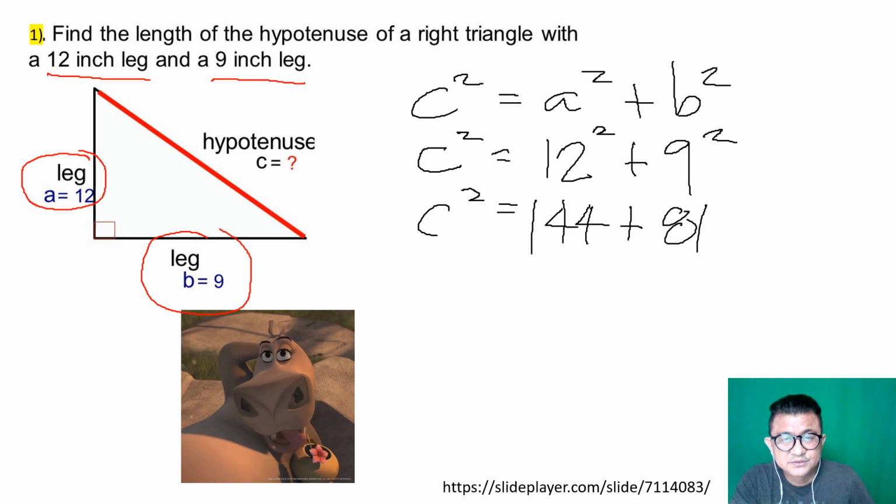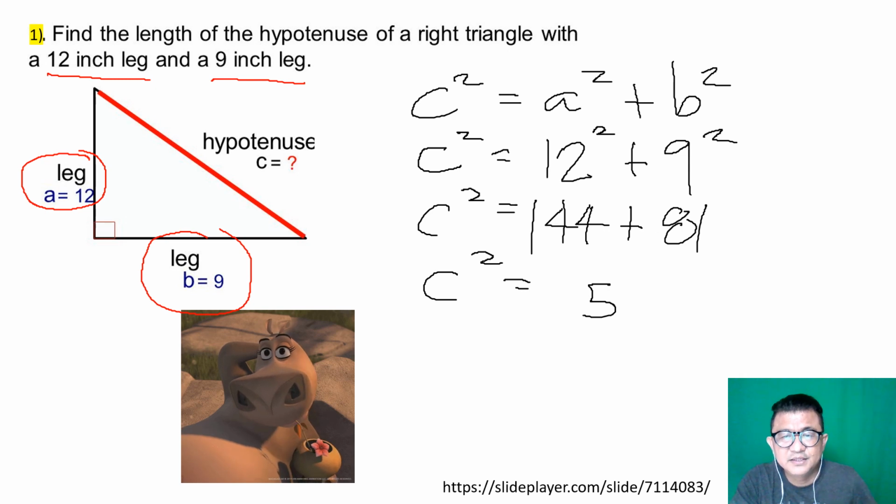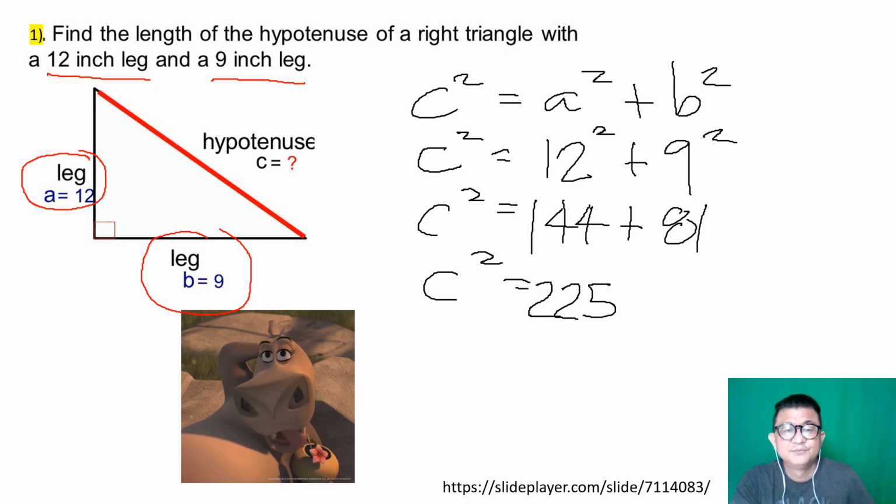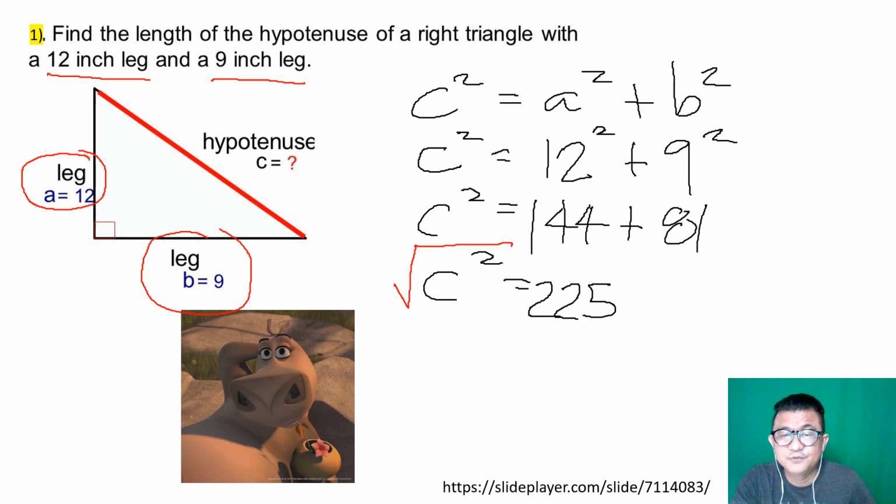Now, C squared is equal to, let's add it up. 4 plus 1 is a 5. 8, 12, carry 1, 225. So this is how you remove the square. How do you get rid of the square? Put a square root on the left, square root on the right. That cancels out. So what happens? C is equal to the square root of 225.